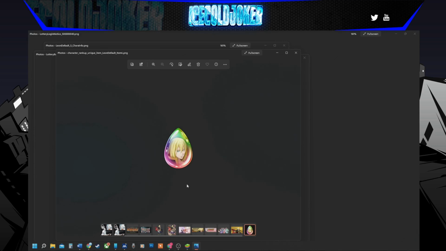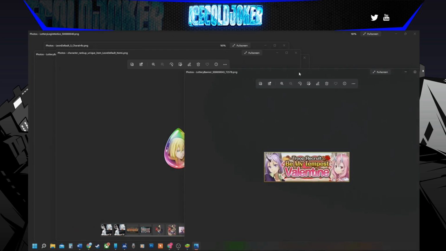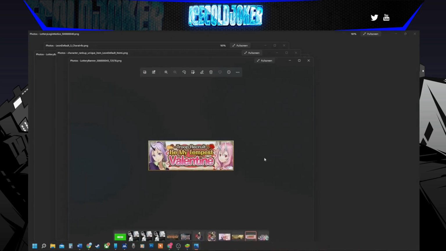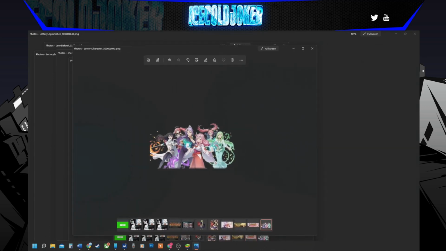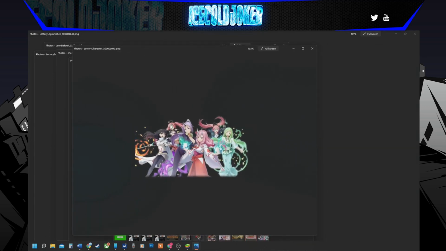But that's okay. Because alongside Leon, we also have other news of a banner that's coming, which does fit the theme of Valentine's Day, and that is the Troop Recruit Be My Tempest Valentine banner. And, as you can probably guess, this is a gigantic waifu banner. Shizu, Milim, Trainee, Shuna, and Shion, I combine their names together.